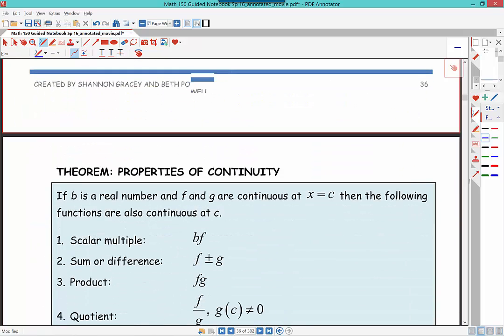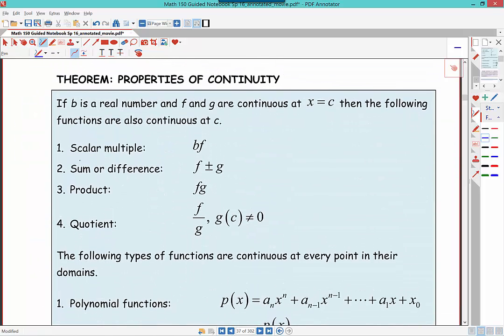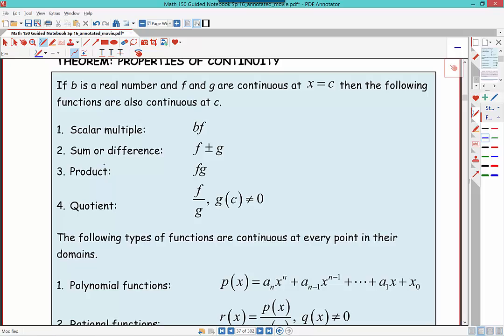Awesome. So there's some properties of continuity. So this is pretty cool. If you have a continuous function and you multiply it by a scalar, you still have a continuous function. So the sum or difference of 2 continuous functions is also continuous.